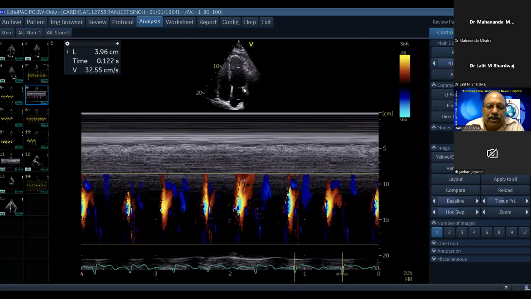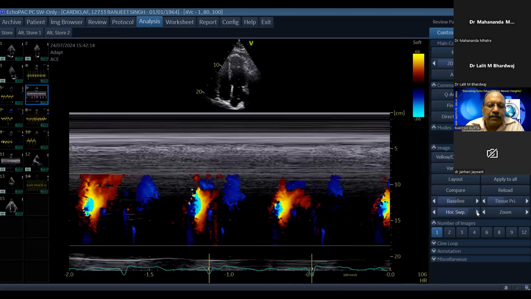What do we do? We switch on color and put an M mode across this, so we measure the flow across LA to LV in color. And then we look at this Doppler spectrum pattern. I'm going to increase the sweep speed. Give me a second. Horizontal sweep. Yeah, I'm able to do it.